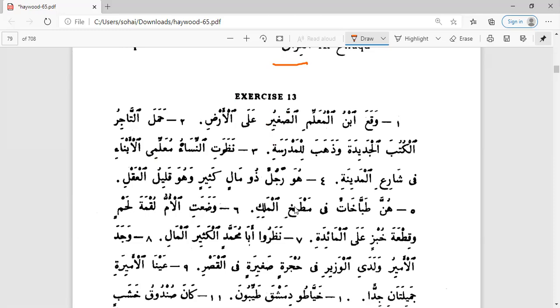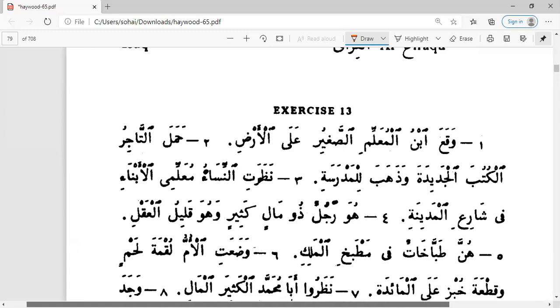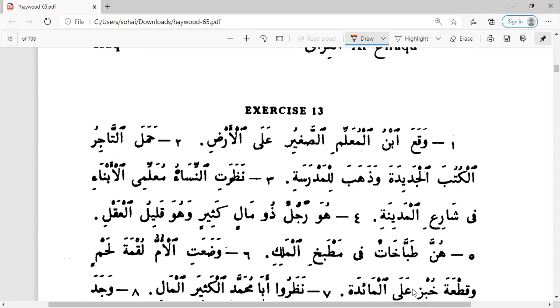So, the first question. Waqa'a. Farhana, do you want to help us do this question? Yes, sir. Okay. Waqa'a ibnul muallimil saghiru ala al-ardi. Waqa'a means to fall or to happen, right? Yes. So waqa'a is to fall. Ibnu is the son of the teacher, and saghiru is the adjective of ibnu.